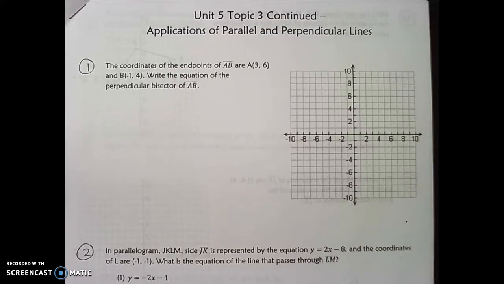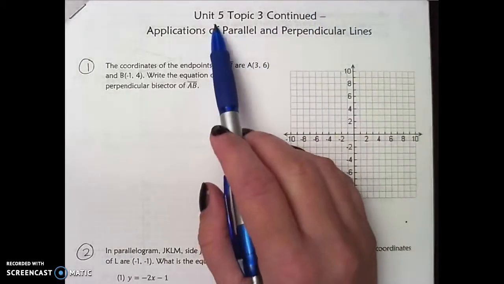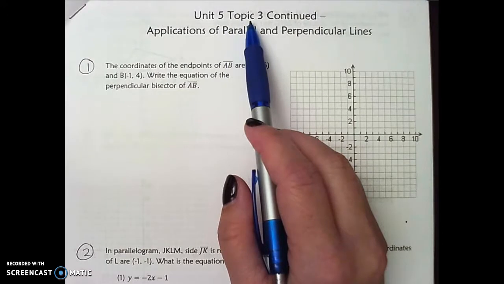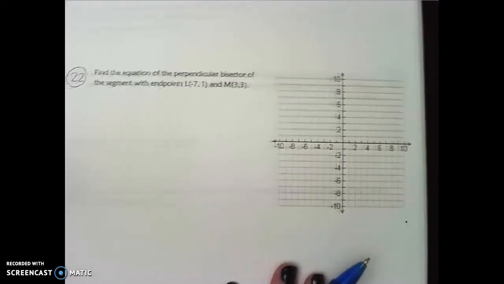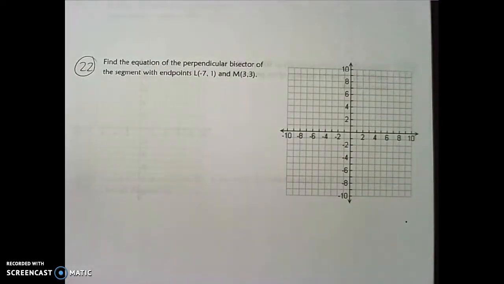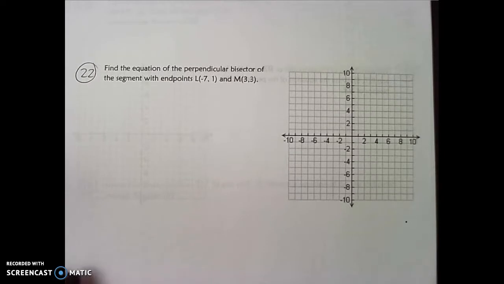Hi guys, this is a video on how to write the equation of the perpendicular bisector of a segment. I am in our Unit 5 Topic 3 Continued Practice Packet, and I'm going to flip on to number 22. Number 22 says to find the equation of the perpendicular bisector of the segment with endpoints L and M.